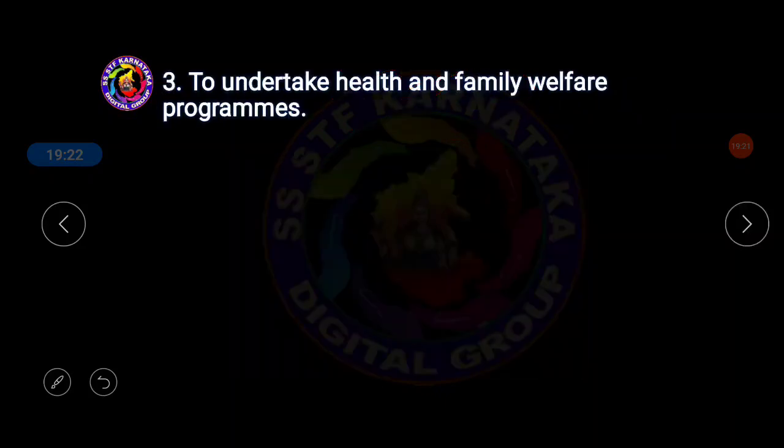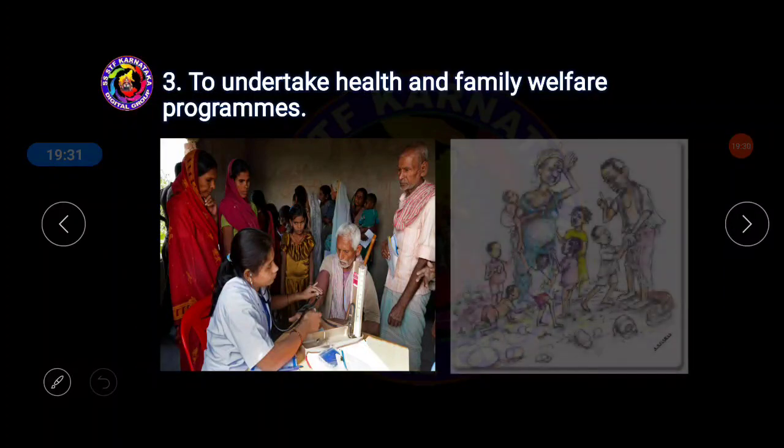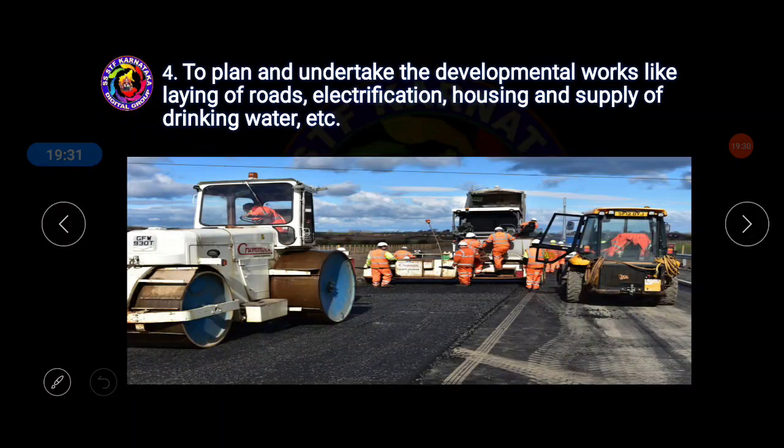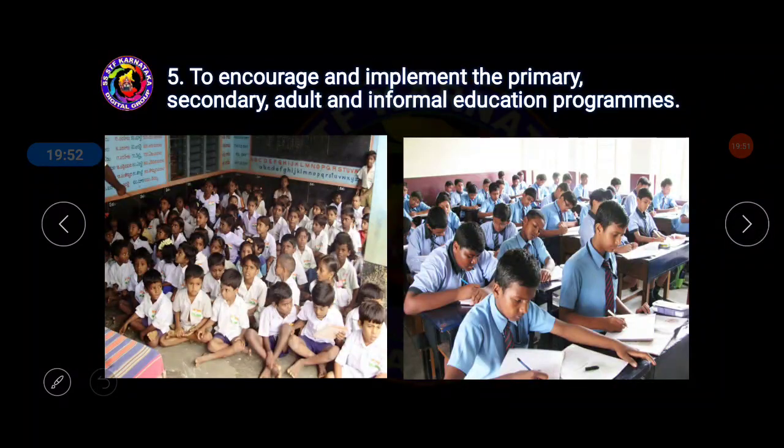Next one, to undertake health and family welfare programs. This is also one of the important objectives of local self-government. Next one, to plan and undertake development work like laying of roads, electrification, housing, supply of drinking water, so many facilities which are required at the grassroots level, especially for the people living in villages. These will be undertaken with the help of local self-government. Next one, to encourage and implement primary, secondary, adult and informal education programs, so formal, informal and adult education are given importance with the help of local self-government.